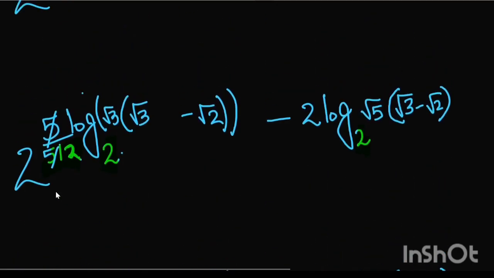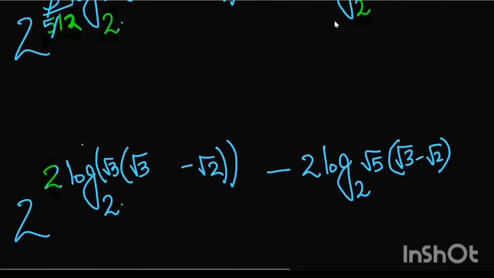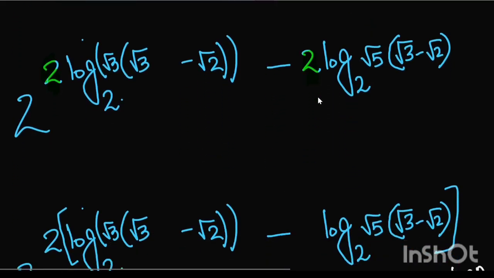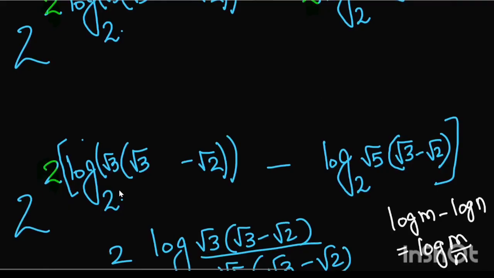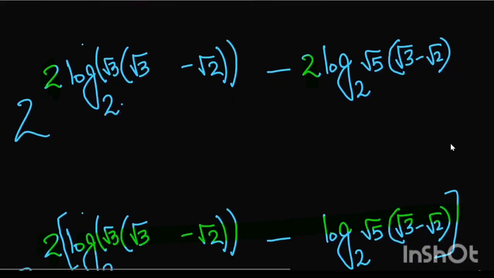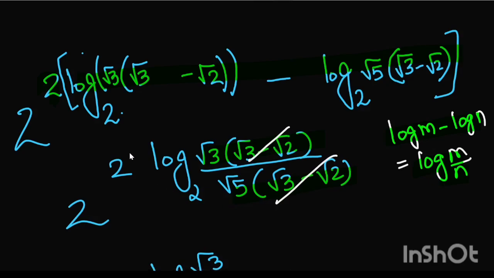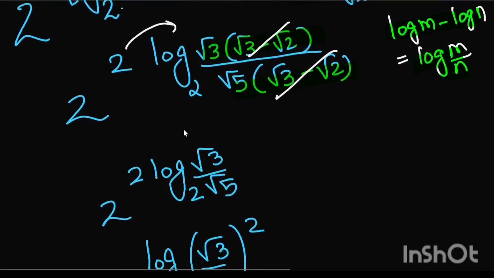Now this second term is as it is. Now we will take 2 common from here and here, which comes out like this. Rest of the terms are as it is, as in the previous step. Now as you can see, the bases are same, so we can use log m minus log n is log m by n. So root 3 minus root 2, as you can see, are common, they get cancelled out. Now 2 is in multiplication, it will come in the power of root 3 by root 5.